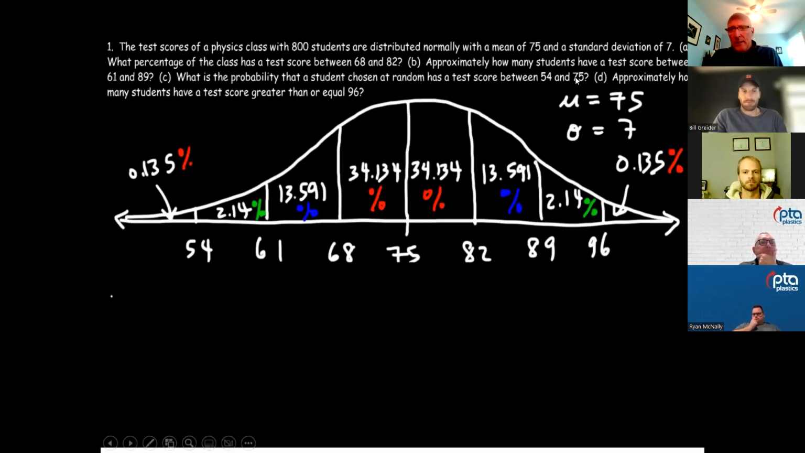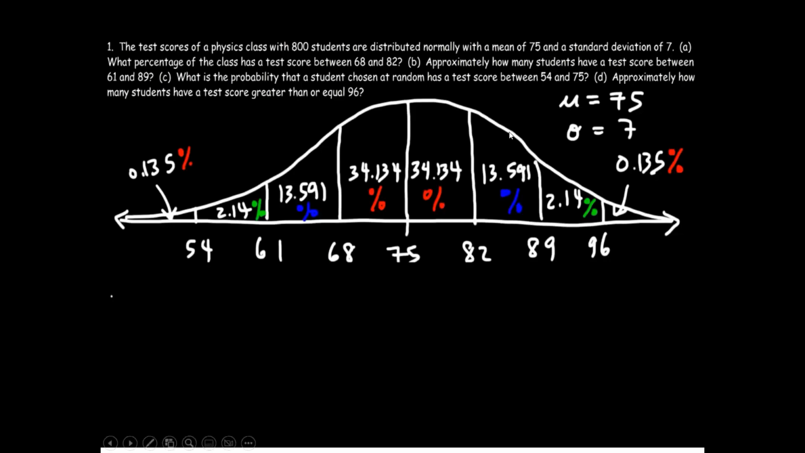A quick little exercise, a little test here. The test scores of a physics class with 800 students are distributed normally. All right, so 800 means I probably have enough data to have a bell-shaped curve, right? I'm going to have an average of 75 on the test. And if I calculate the standard deviation, I find out that it is 7 points.